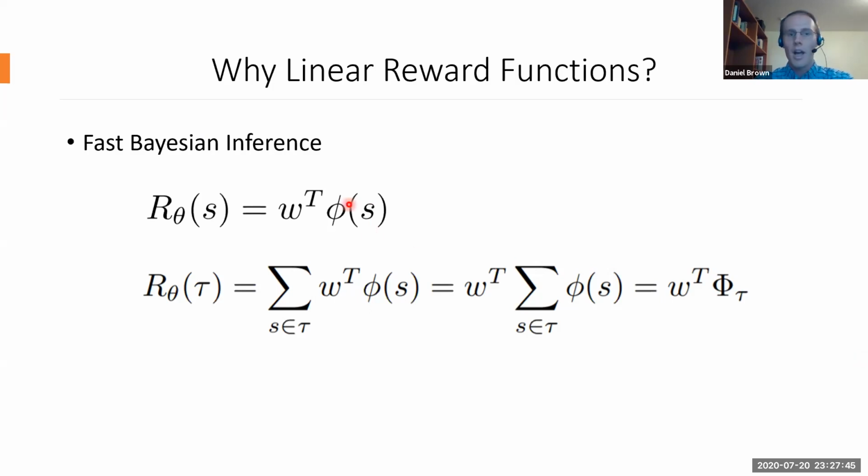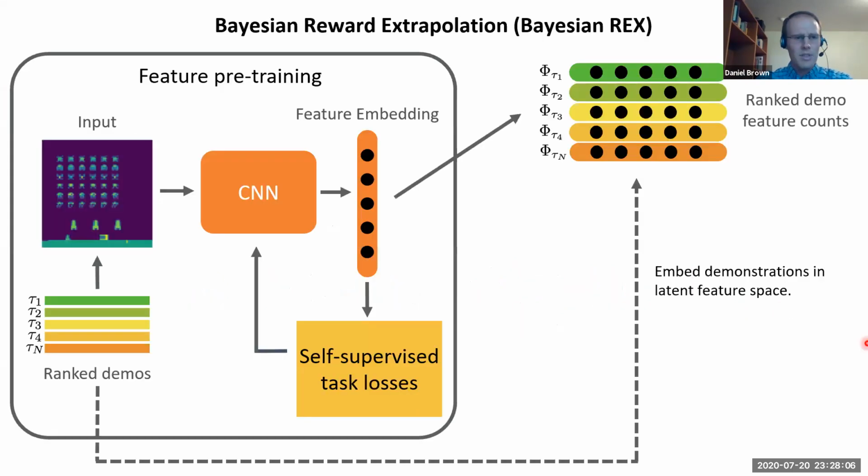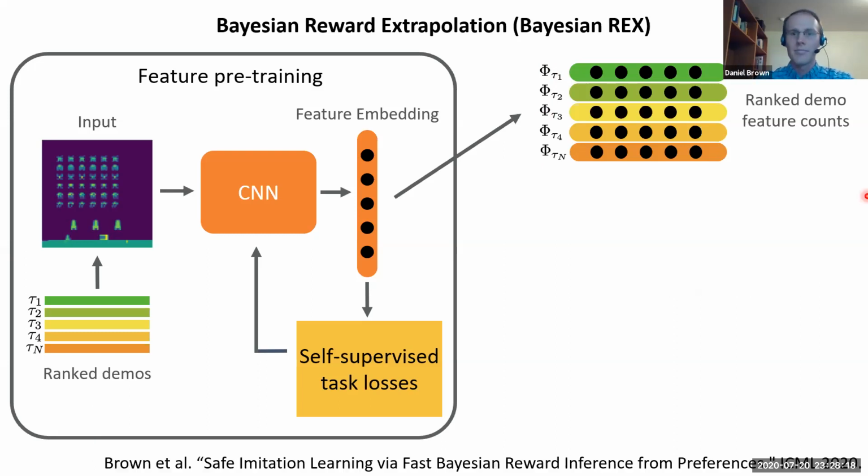If we have a linear combination of these features, so some weight vector dotted with this feature vector, and we look at the return, the sum of rewards over a trajectory, we can just plug in what the reward is and pull out this weight vector, which gives us a dot product between the accumulation of features over this trajectory and our weights. So what's nice is we can take these ranked demonstrations, pre-process them to embed them into this latent space, and save these values so we don't have to compute them over and over again.